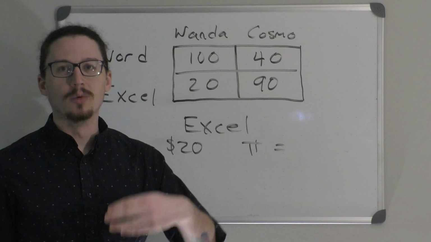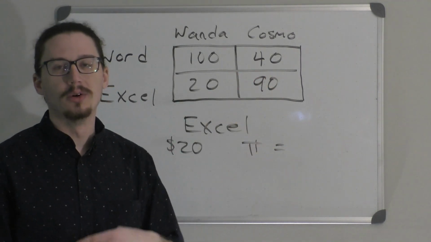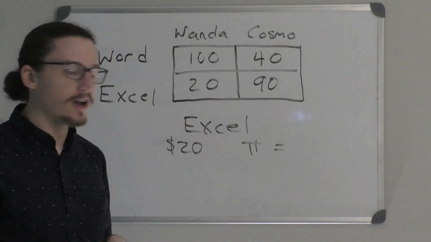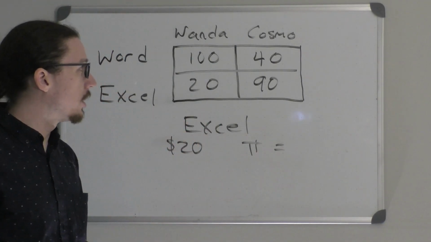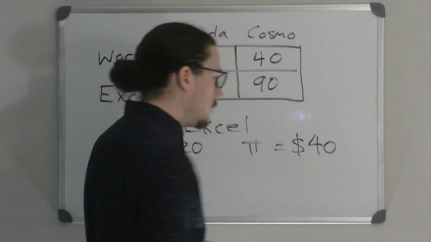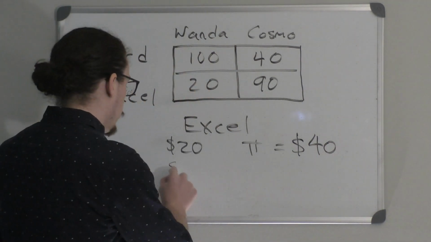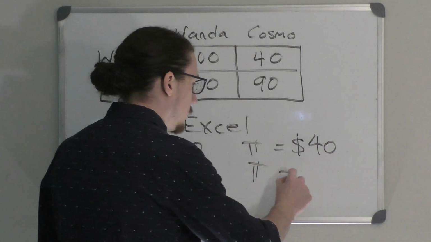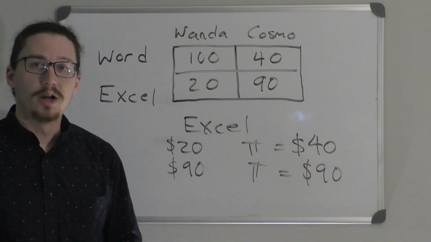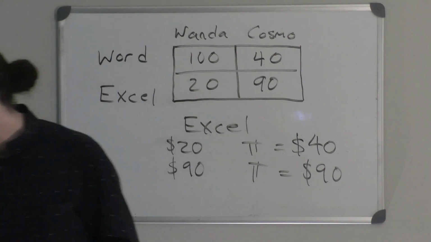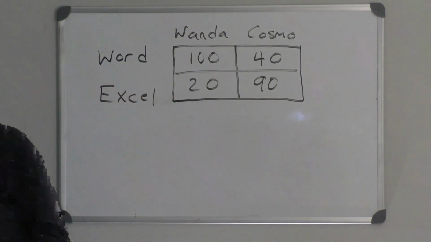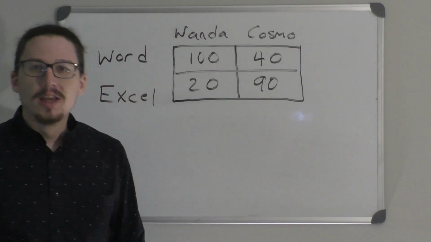$20, and I guess I should have mentioned this since we're saying private, we're going to assume that the marginal cost, or the average cost of producing one more unit of this software is $0, so whatever the price is, it's pure profit for this example, just to clarify that. So at $20, both Wanda and Cosmo are going to buy Excel, so the profit is going to be $40. At $90, only Cosmo is going to buy Excel, so Microsoft's profit is going to be $90.